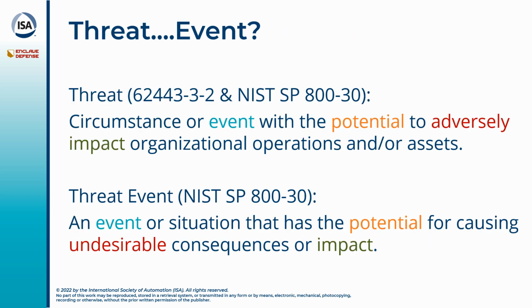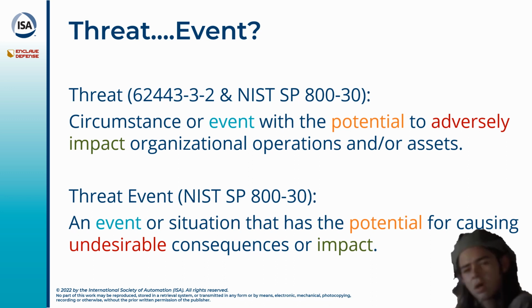Now here's where things start to get interesting. Part 3-2 and 800-30 basically use the same definition for threat, which is a circumstance or event with the potential to adversely impact organizational operations and/or assets. While Part 3-2 only defines threat, 800-30 also gives a definition for a threat event, which is an event or situation that has the potential for causing undesirable consequences or impact. I use color to demonstrate that these definitions are, for all intents and purposes, the same. Now we're beginning to see why some may be dazed and confused about exactly what the threat portion of the risk equation is supposed to represent.